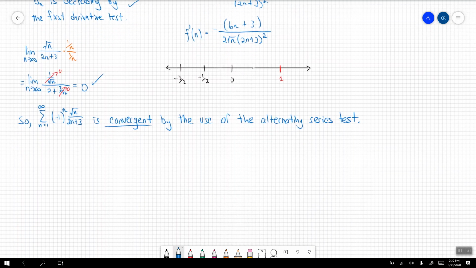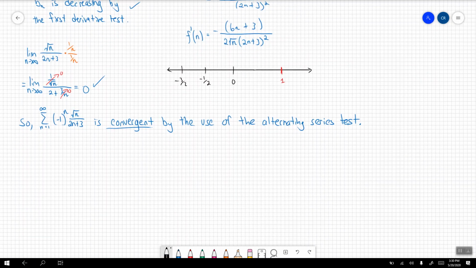Now, let's go through and check another example. Let's go with part C. All right, for part C, I'm going to be looking at this series here, -1 raised to the power of n minus 1, and this is going to be for arctangent of n. All right, awesome. So, let's go ahead and identify my b sub n.